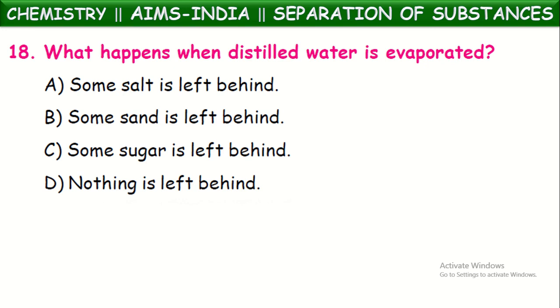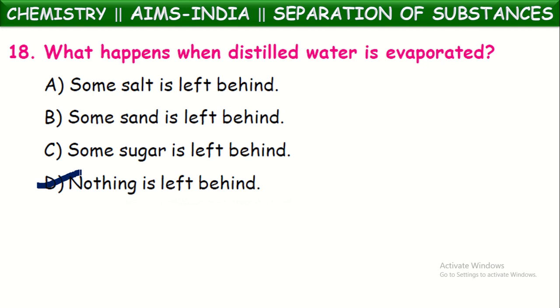Now, when we evaporate this again, or when you heat this distilled water again, what happens? That will evaporate again, isn't it? That will evaporate, and then what happens? See, options are given here like this. Some salt is left behind, some sand is left behind, some sugar is left behind, nothing is left behind. As we are telling, distilled water is the purest form of water as it contains no other particles. When distilled water is evaporated, nothing is left behind.